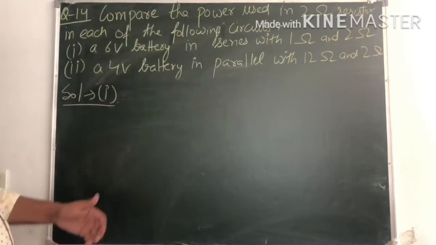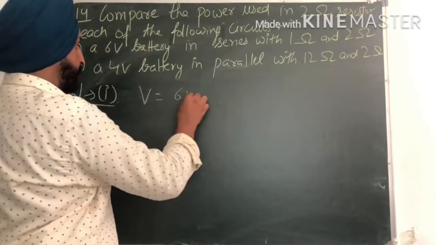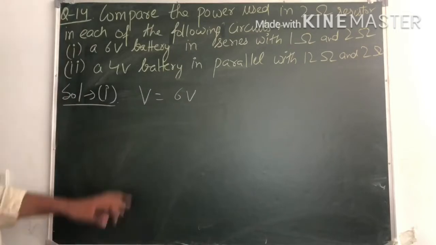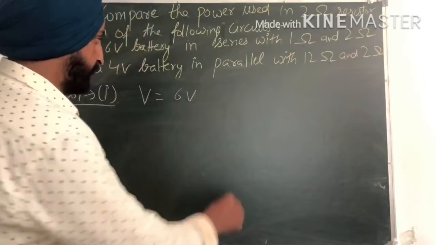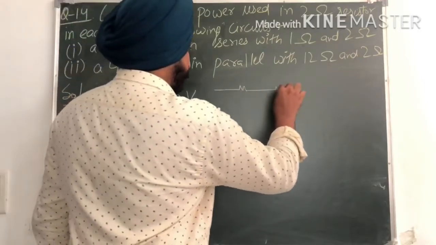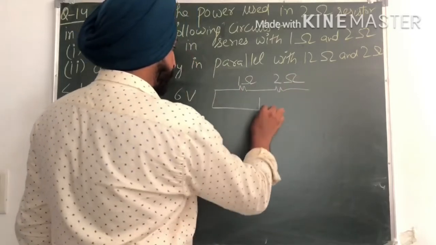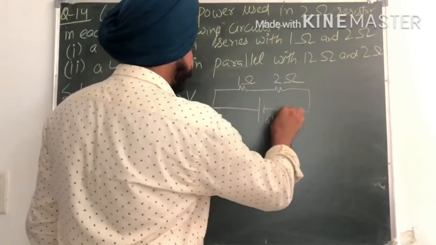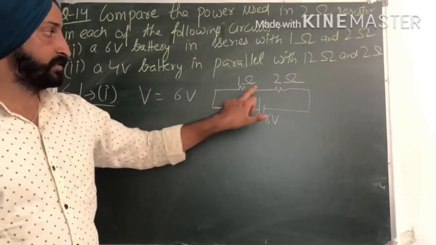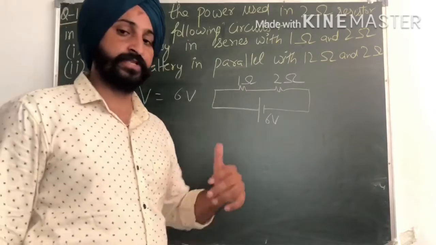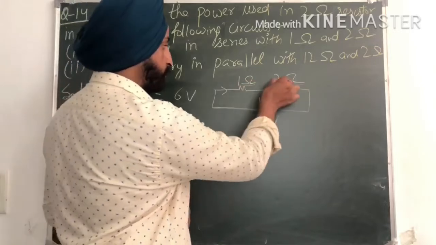case 1. So voltage is 6 volt, so I would be writing V is equal to 6, and you have the series connection of 1 ohm and 2 ohm. The circuit diagram will look like this: 1 ohm over here, 2 ohm over here, and these two are connected with a battery of 6 volt. Fine. So now what will be the current that will flow through these resistors? We know in series current passing through resistors is same. So the current which would be passing through 1 ohm, it will also be passing through 2 ohm.